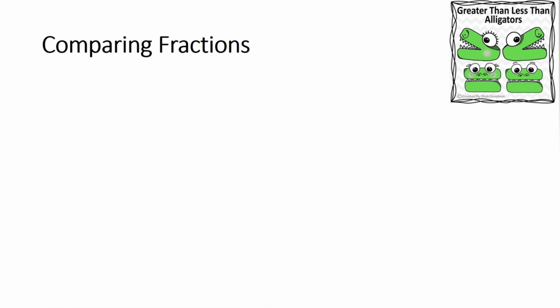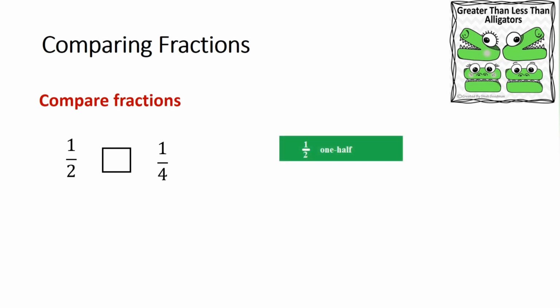This again should be done with the use of manipulatives. Take, for example, if we were to compare a half with a quarter, here is the fraction tile that represents a half. And here is the fraction tile that represents a quarter. We are now going to use the concept of overlapping or tessellation to determine either equality or whether it is greater than or less than.